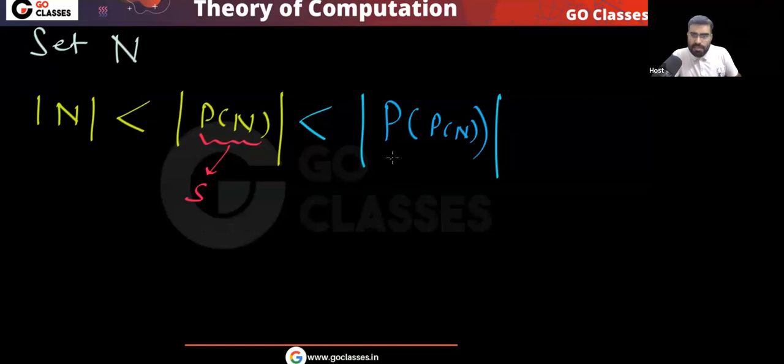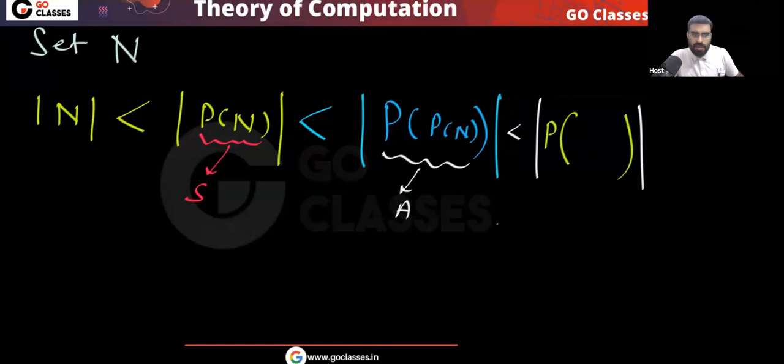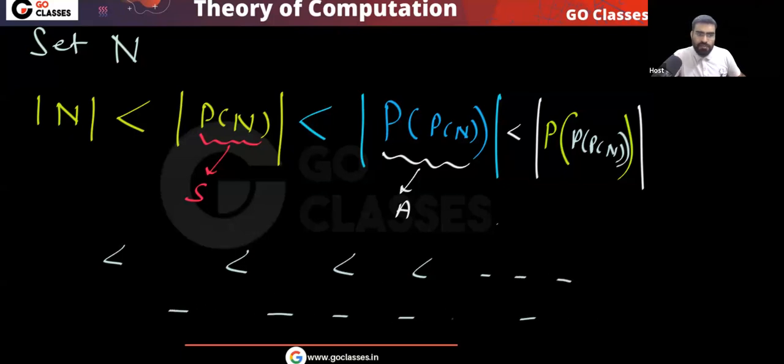Now consider this as set A. Then I can say the cardinality of A will be strictly less than the cardinality of the power set of A. And so on. Did you notice? You will get infinite levels of infinity, or not?